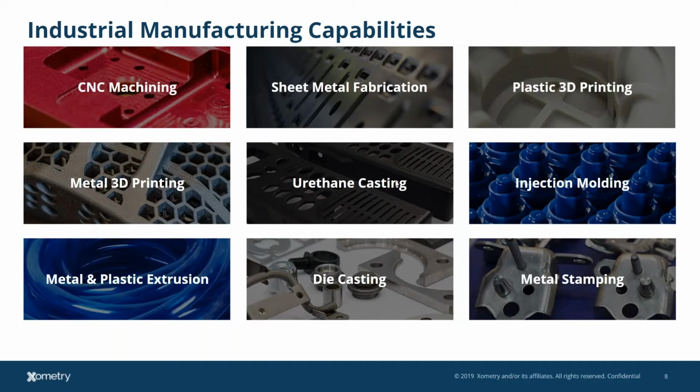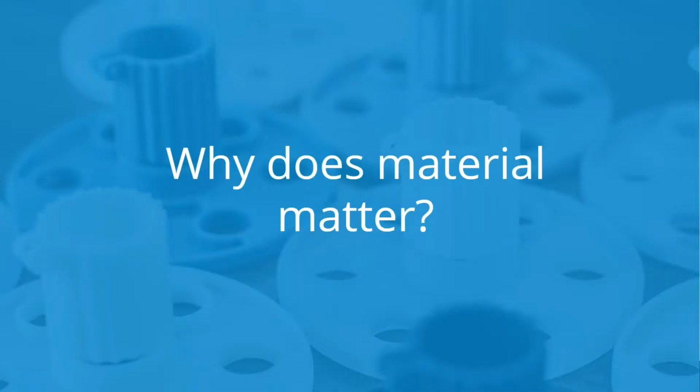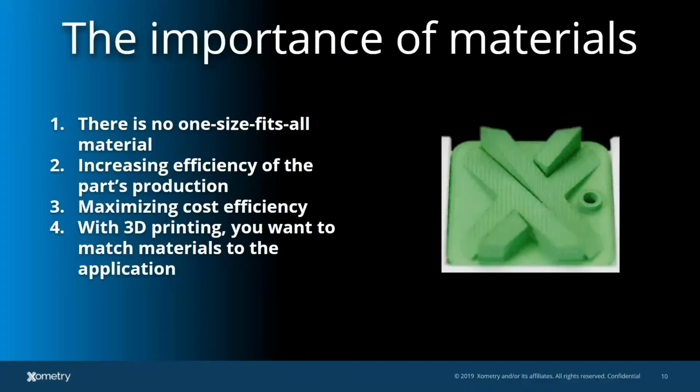Again, we have these industrial manufacturing capabilities: CNC machining, sheet metal fabrication, plastic and metal 3D printing, urethane casting, injection molding, and we're also doing things like plastic extrusion, die casting, and metal stamping that we're starting to look into as well. We're going to move into why material matters. And again, my focus today is on 3D printing materials.